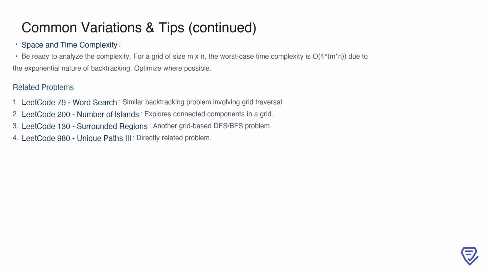In terms of related problems, LeetCode 79, word search, is a good example of a similar backtracking problem that involves grid traversal. LeetCode 200, number of islands, focuses on exploring connected components in a grid, which is another common grid-based challenge. LeetCode 130, surrounded regions, involves grid traversal using DFS or BFS, and of course, LeetCode 980 itself is a direct reference point for understanding variations of unique paths 3. Studying these problems can help you build a strong foundation in solving similar challenges.